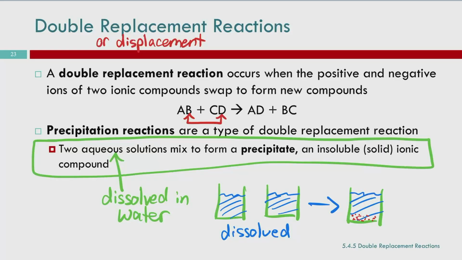You mix them together, and suddenly out of nowhere, a solid forms, and that's what this red dot pattern that I put at the bottom of this other beaker is. This red is the precipitate. So a solid that appears or is produced when you mix two aqueous dissolved solutions together. And we saw multiple examples of that in one of our labs of precipitates forming.